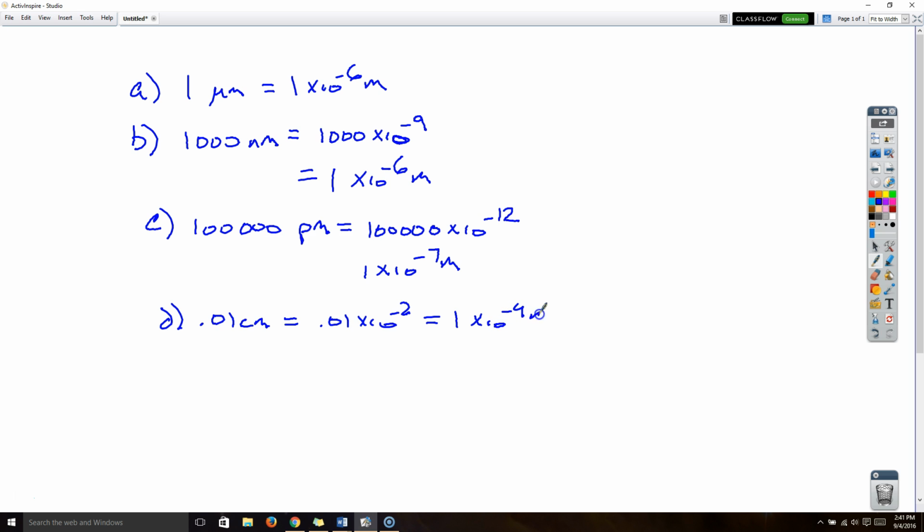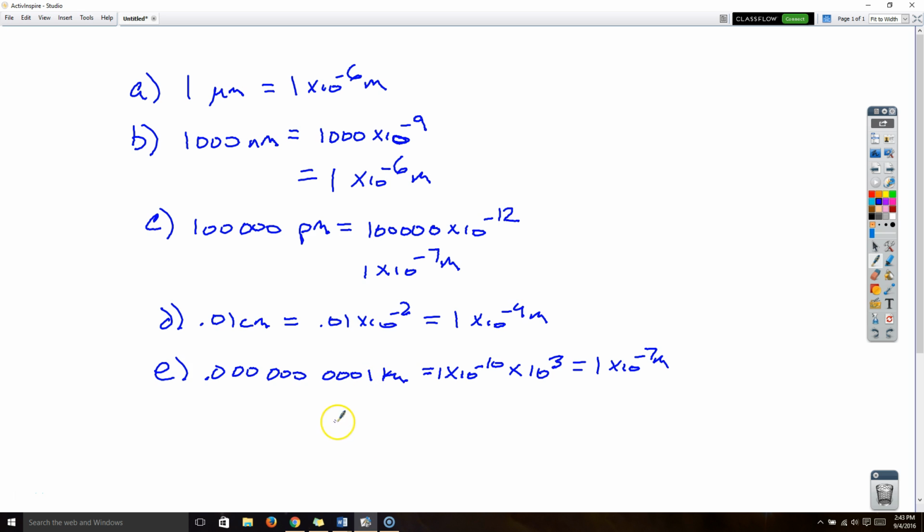the negative 4th meters. And then finally we've got letter E, which they give us kind of irritating here, 0.000000, and then we've got 0.0001 kilometers. So that would be equal to 1 times 10 to the negative 10th. 1 times 10 to the negative 10th would be all of this, but then we still have kilometers, so we need to multiply that times 10 to the positive third meters, and that gives us 1 times 10 to the negative 7th meters.